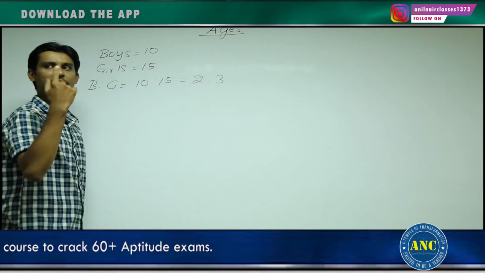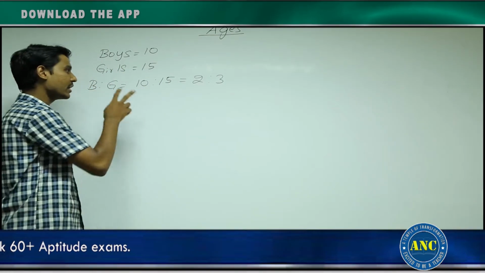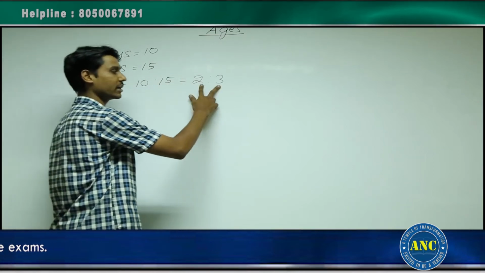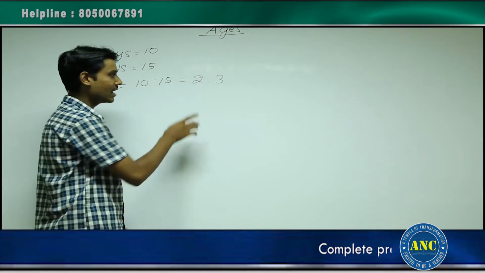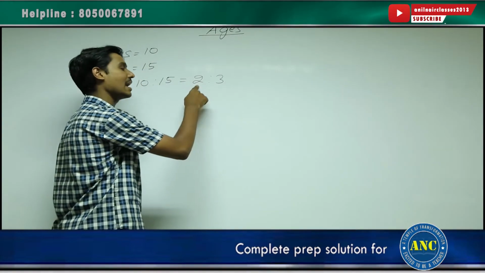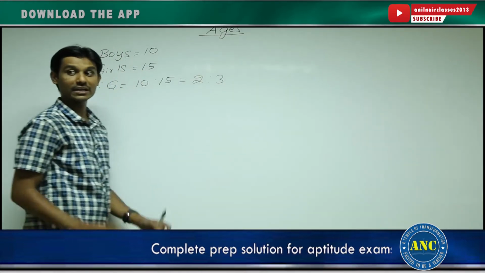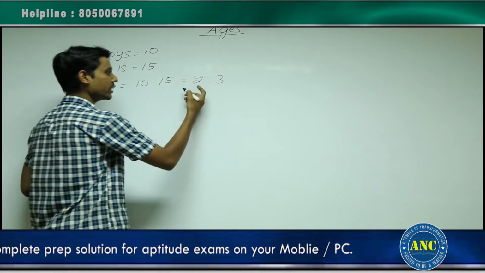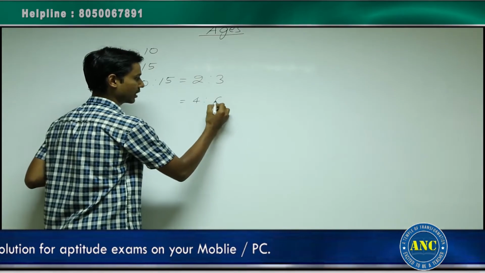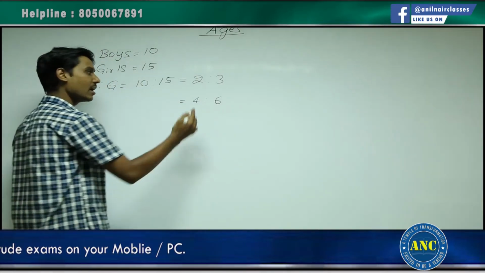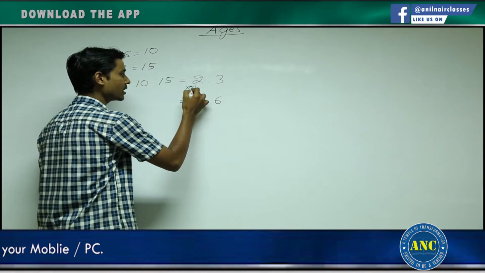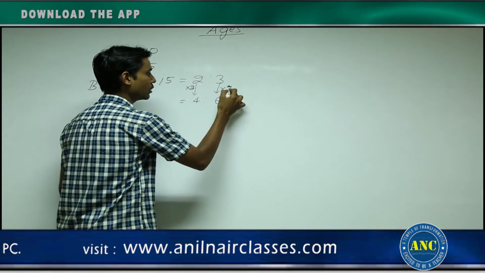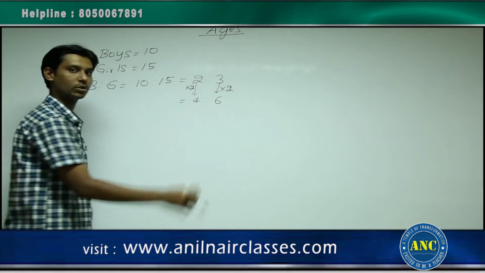What is the meaning of boy to girl ratio 2 is to 3? If the ratio of boys and girls is 2 is to 3, that doesn't mean that there are only 2 boys in the class and only 3 girls in the class. It may or may not be. Suppose 2 is to 3 is also equal to 4 is to 6. How did I get 4 is to 6? Both the terms of 2 is to 3 are multiplied by 2. It is 4 is to 6, which is similar to 2 is to 3 only.